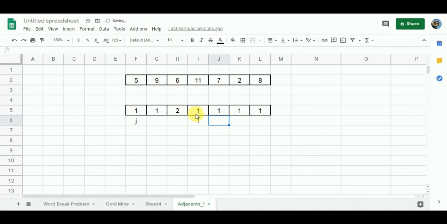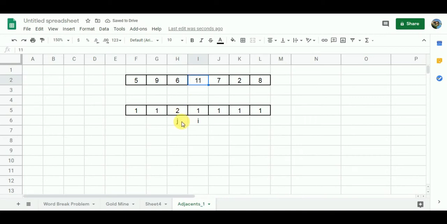Again we compare the values of j and I for our condition. The value at j is 5 and the value at I is 11. The difference comes out as 6. So this iteration won't be considered. j moves one cell to the right. Now what is the value over here? The difference between 9 and 11 is 2, so that violates our condition again. Nothing happens. j moves here. What is the difference between 6 and 11? It's 5.